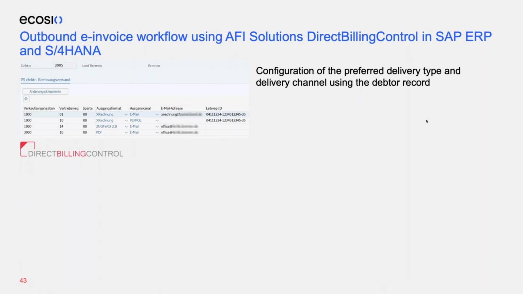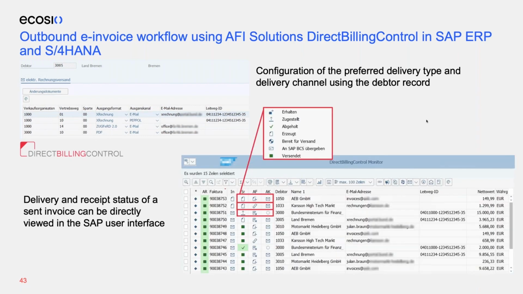As one can see here, the configuration of the preferred delivery type and delivery channel is done using the debtor record in SAP. So here I can either choose email or Peppol. And then later, after the invoice has been sent, I can see the delivery and receipt status of the sent invoices directly in the SAP user interface.